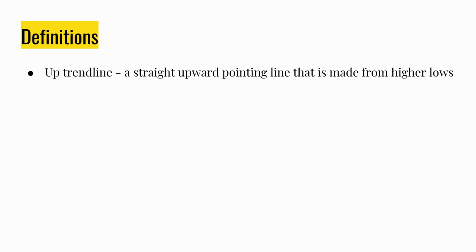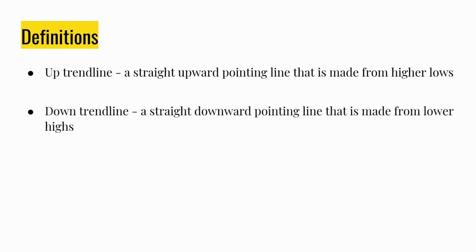Let's first define two types of trend lines. The first type of trend line we will be going over is the uptrend line. So what is an uptrend line? An uptrend line is a straight upward pointing line that is made from higher lows. The second type of trend line is the opposite of the uptrend line. This trend line is called a downtrend line. A downtrend line is just a straight downward pointing line that is made from lower highs. If these two definitions don't make sense, don't worry, I'll be showing you an example for each of them.